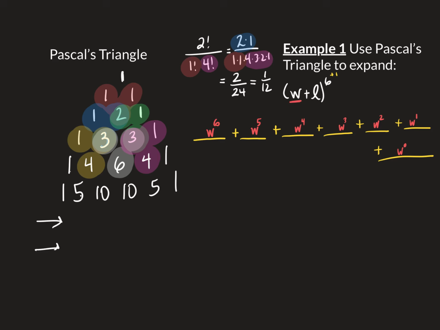And then let's go to L. Since L is on the right, I start on the right. L is raised to the 6th power. Then L is raised to the 5th power. Then the 4th power. Then the 3rd power. And the 2nd power. And the 1st power. And the 0 power.